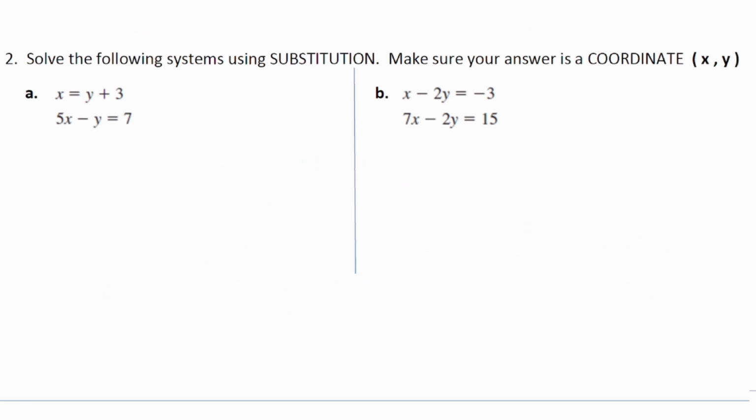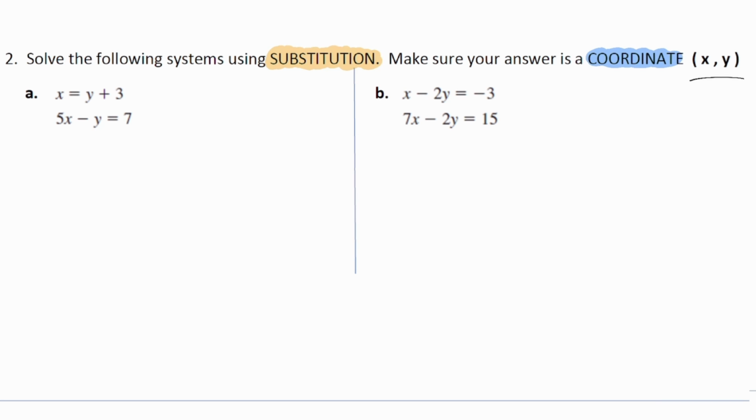At this point, I want you to pause the video and try number 2 on your own. In this case, keep in mind that it is asking that we use substitution. You can use the other methods as a way to confirm your solution, but I do want you to start with substitution. And again, a reminder that your goal is to find a coordinate pair, which is going to come in the form of x comma y. So it's going to look like this guy right here. Go ahead and pause the video and try on your own.